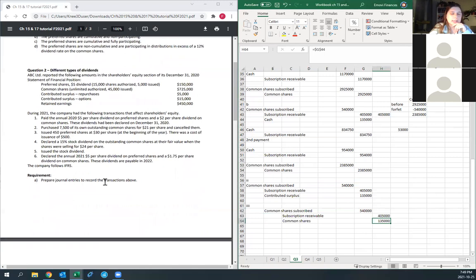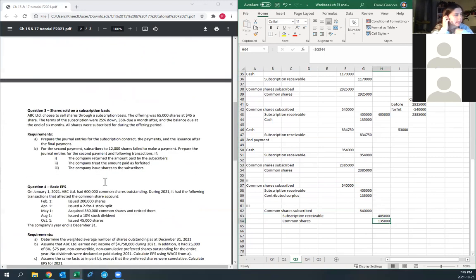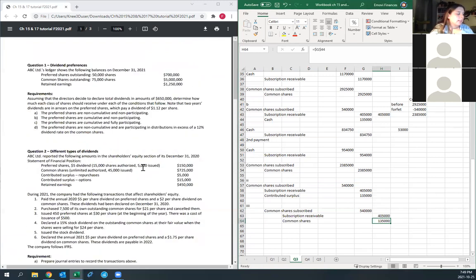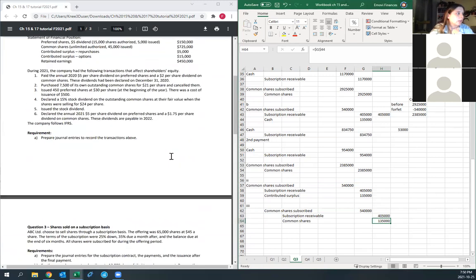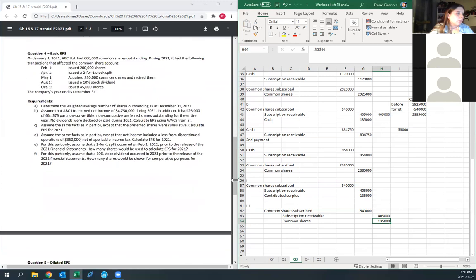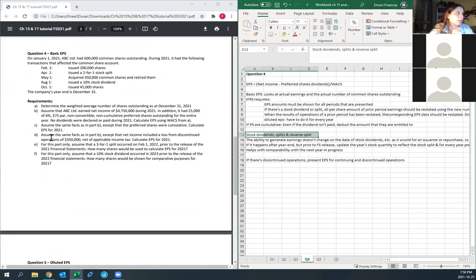I like this chapter. I find it's kind of like just solving puzzles, especially with the dividend preferences. And then we're going into chapter 17 with earnings per share. So earnings per share helps common shareholders to see what they will earn from their investment on a share basis.